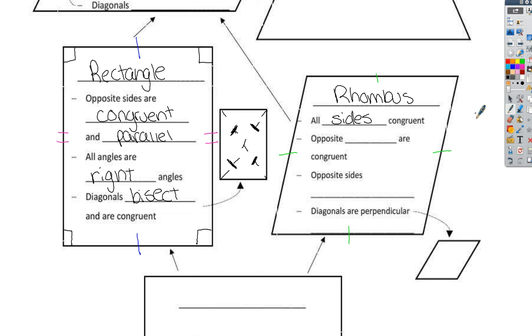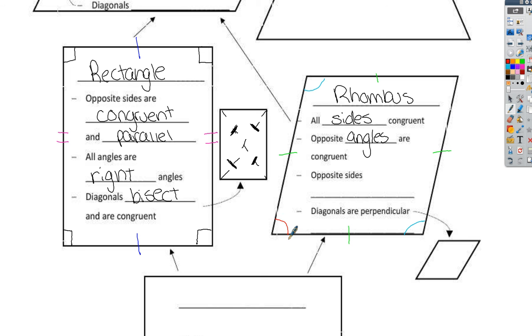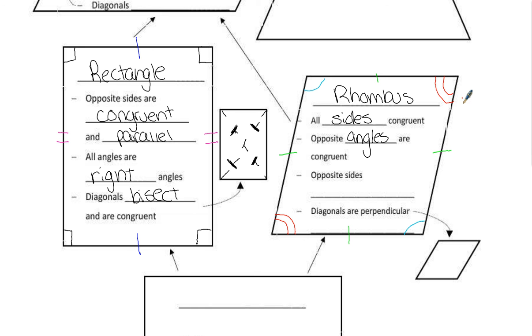And opposite angles are congruent. So this angle, let me change my color, this angle is going to be congruent to this angle. This angle over here is going to be congruent to its opposite angle, which is over here. They're going to both be the same length, or not the same length, the same degrees.